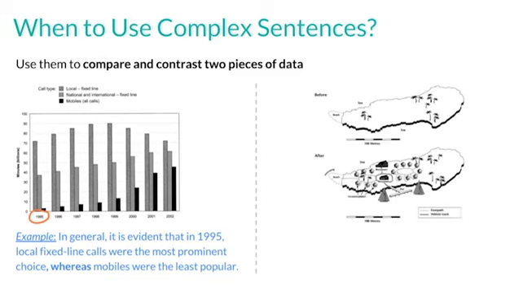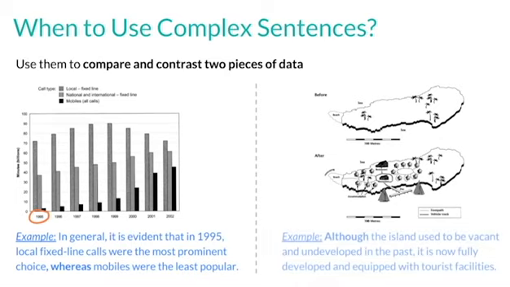Let's say that you get this map question, and you have to describe the differences that you see between the two maps. In this case, you could say something like, although the island used to be vacant and undeveloped in the past, it is now fully developed and equipped with tourist facilities. Do you see how we're using the word although to compare two contrasting pieces of information?